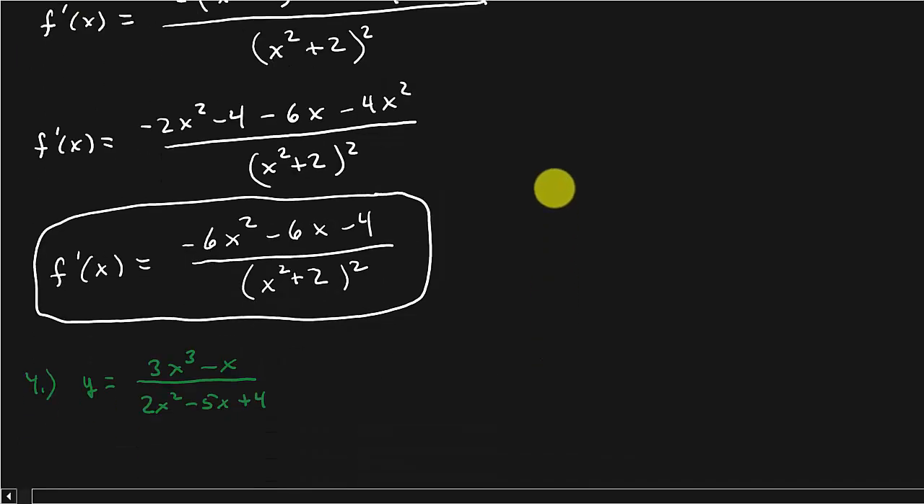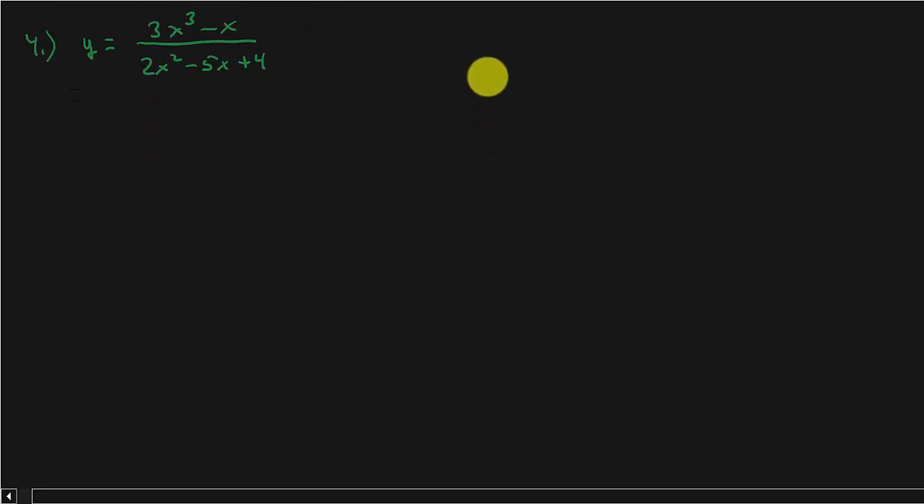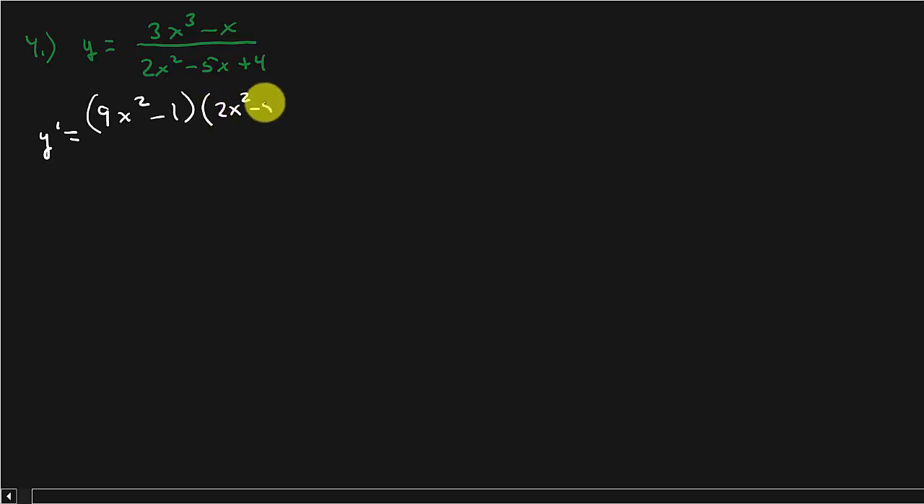Okay. All right, so let's look at the next problem. We got another quotient rule. So I've got y prime is equal to the derivative of the numerator, so that's going to be 9x squared minus 1. So there's the derivative of the numerator. And then that's times the denominator, so times 2x squared minus 5x plus 4. Right? So the derivative of the numerator times the denominator.